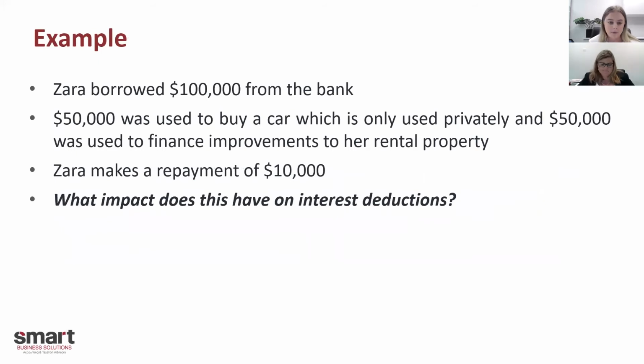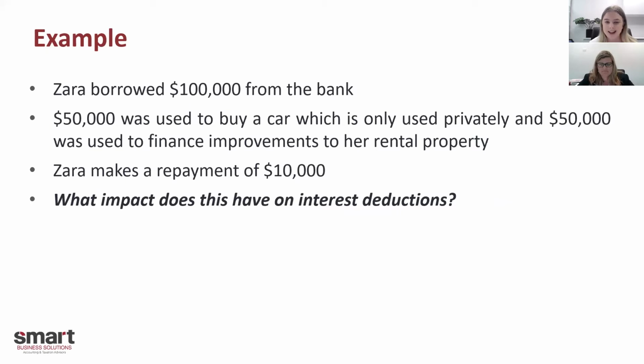Here we have a second example. This one's more focused on a mixed purpose loan. We have Zara, she's borrowed $100,000 from the bank. $50,000 was to purchase a nice new vehicle, so that's used privately, and then she has $50,000 which was used to finance improvements on her rental property. Zara makes a repayment of $10,000. Question here, what impact does this have on interest deductions?